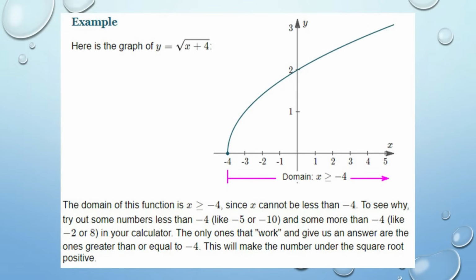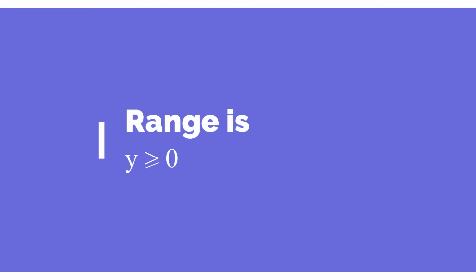Let's see how to identify the range now. The least value of the function is 0. It occurs when x equals minus 4. Thereafter, when x increases, y also increases. We cannot say at what point it will stop. Therefore, the range is y is greater than or equal to 0.